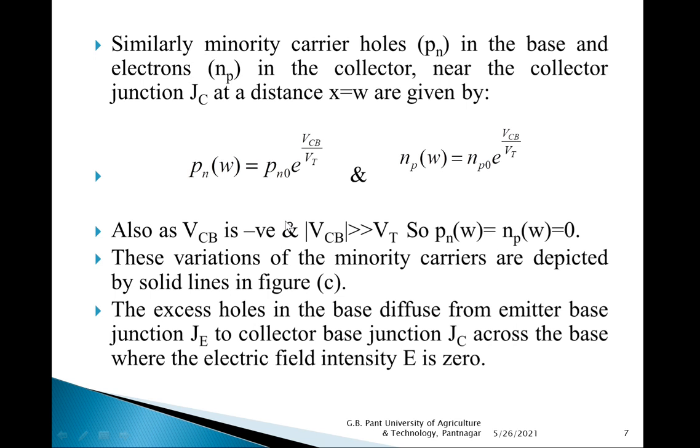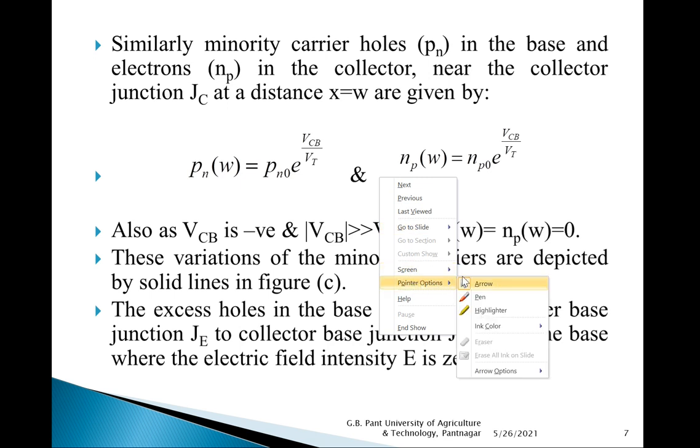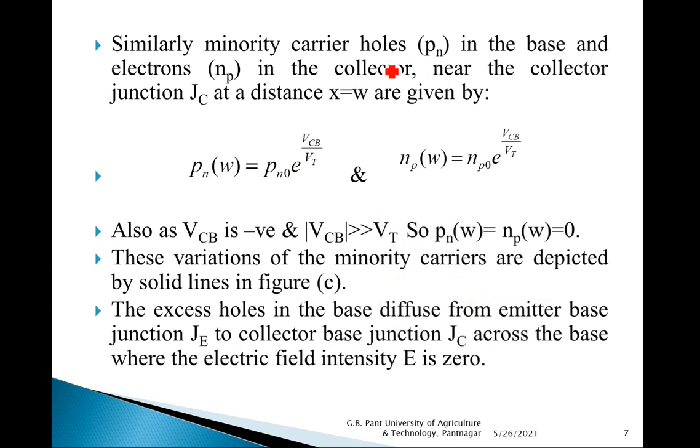Earlier we were talking about the previous two equations, the concentration of charges near the emitter junction. Now we are talking about the concentration of charges, or you can say the minority carriers, at JC, that is the collector junction. Similarly, here again, the minority carrier holes, that is Pn in the base region, and electrons Np in the collector near the collector junction JC. Suppose we are taking the concentration at a distance x equals W from the emitter junction.